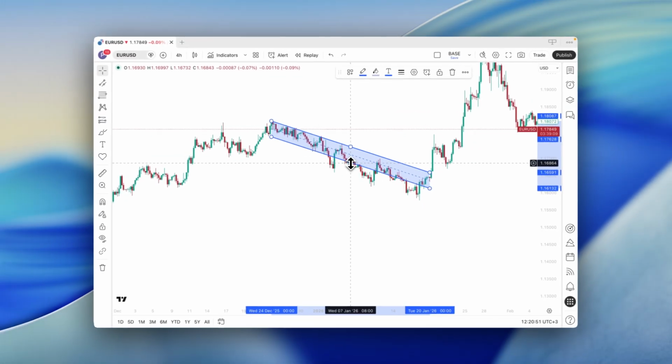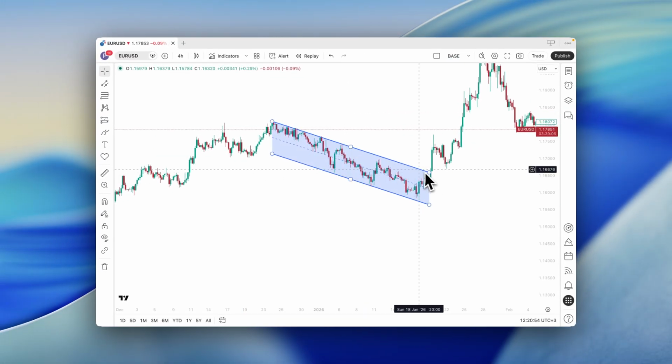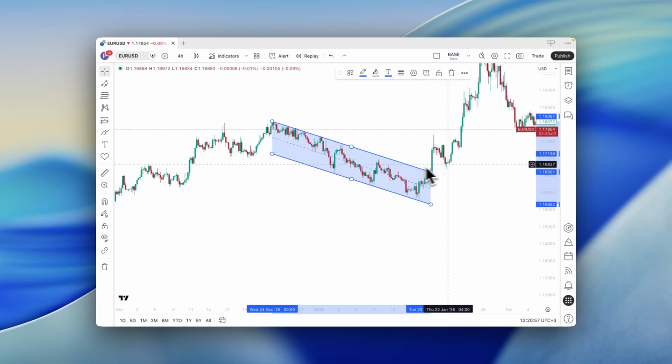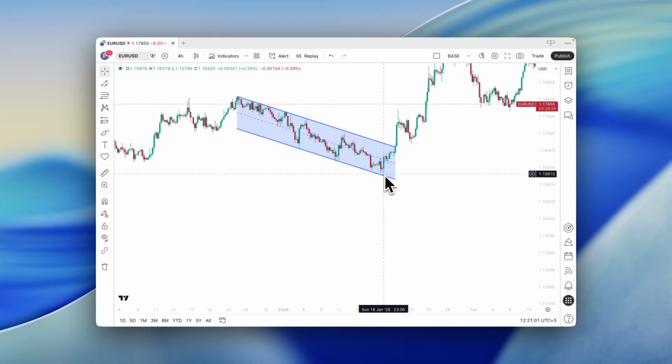So I just need to edit this downwards moving channel once again. And once it broke above the upper boundary, the price action moved in an upwards fashion. Had it broken below, it could have moved significantly lower or could have remained within the channel.